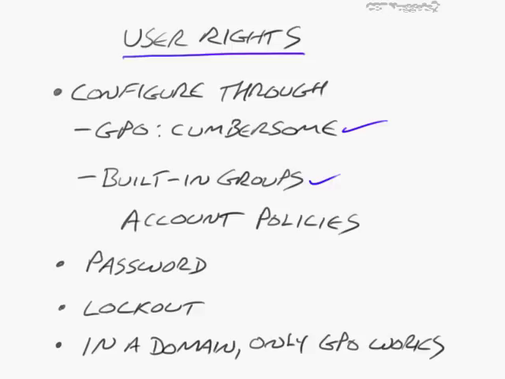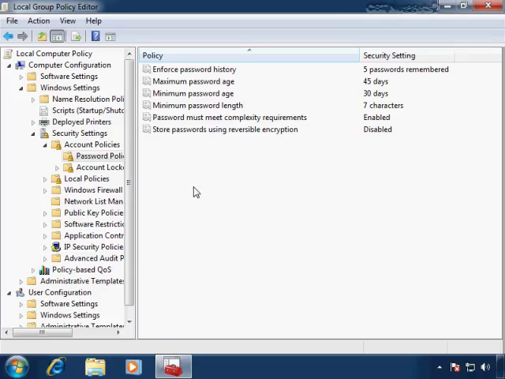Now let's take a look at another topic here, and that is account policies. Now, these account policies mainly relate to things like logons, including the password and the lockout. Let's take a look at some examples of that. Here, I've just logged on to a local computer, and I've gone to the Local Computer Policy under Computer Configuration, Windows Settings, Security Settings, Account Policies.